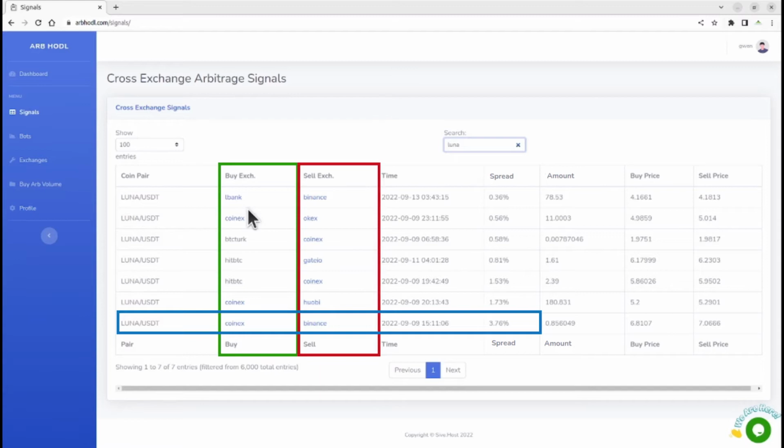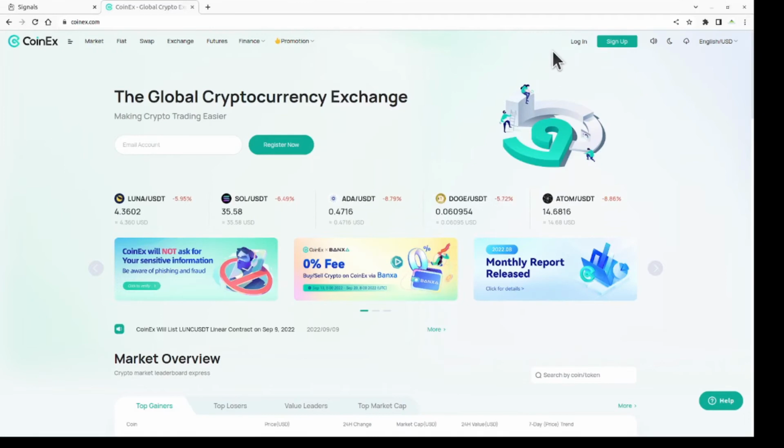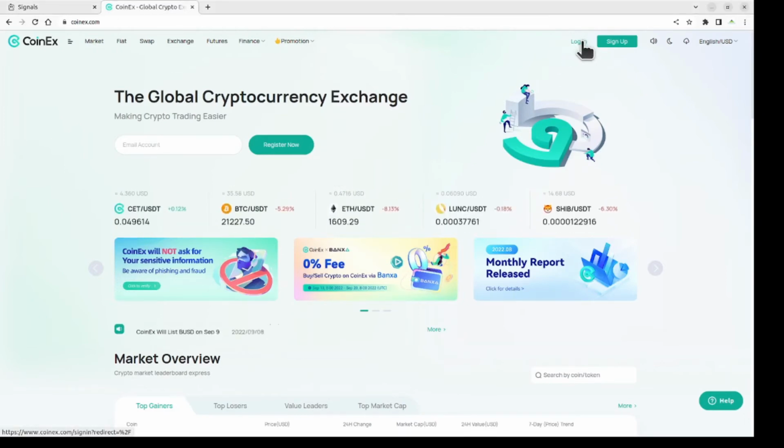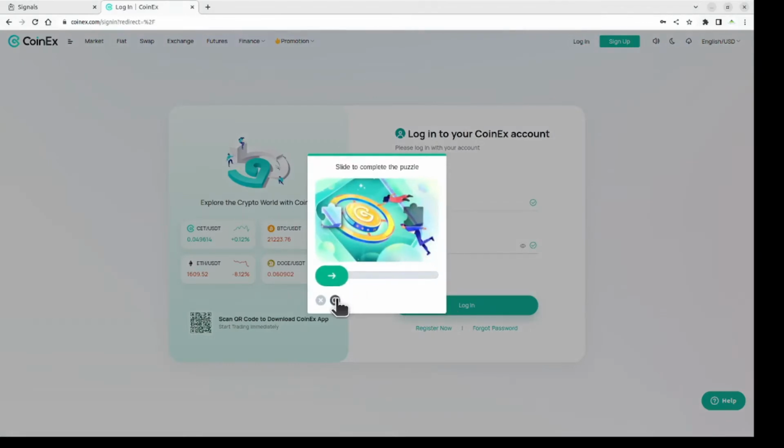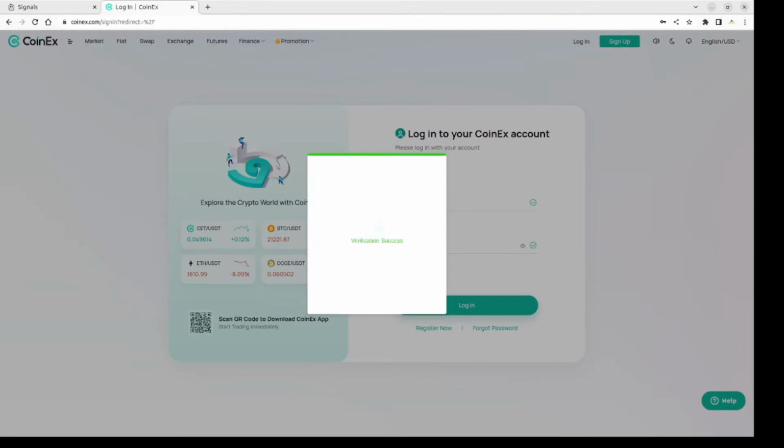So now we click on Coinex and Binance to log in, balance the number of coins in the trading accounts, and generate API keys. I need to make sure there is Luna in Binance and Coinex, and I need to make sure there is USDT in Binance and Coinex for the bot to work properly.